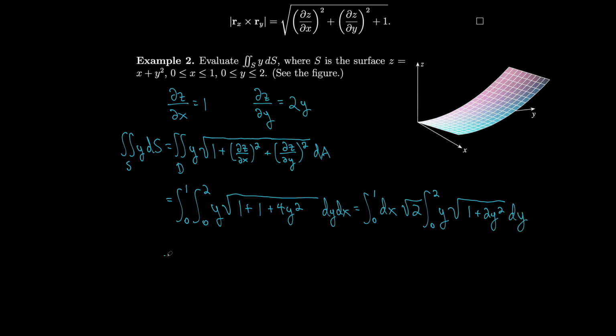And that'll become the square root of 2 times 1/4 times 2/3 times 1 plus 2y squared to the 3/2, evaluated from 0 to 2, which is 13 root 2 over 3.